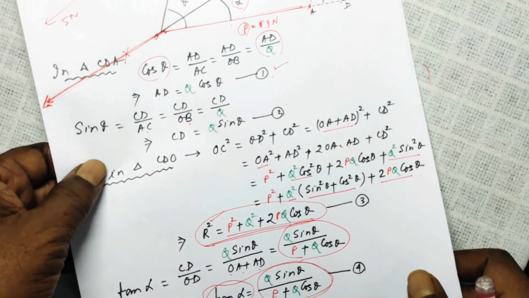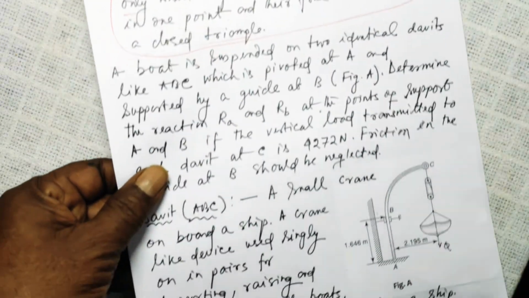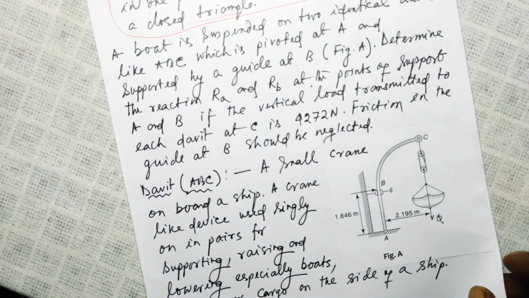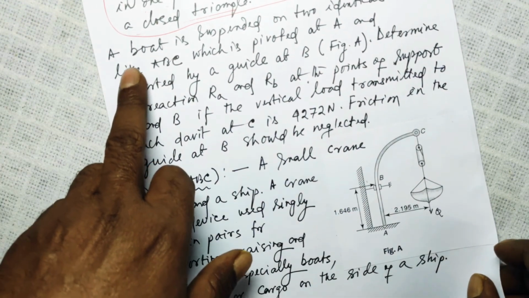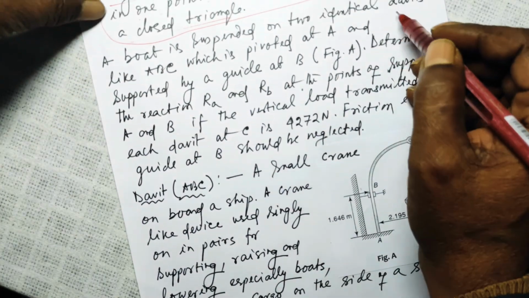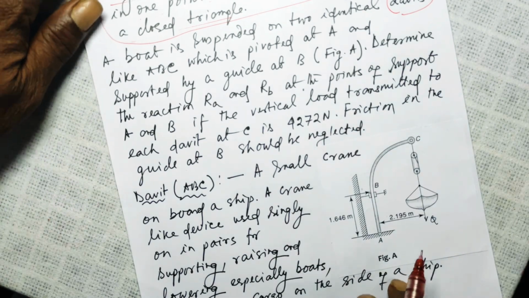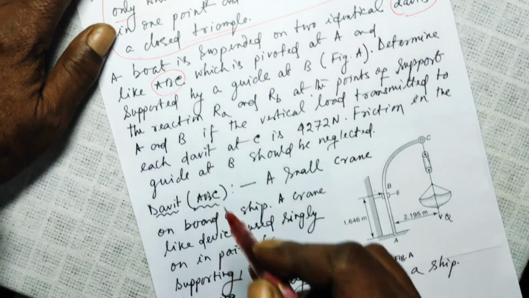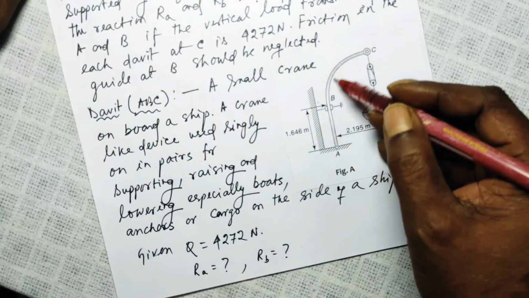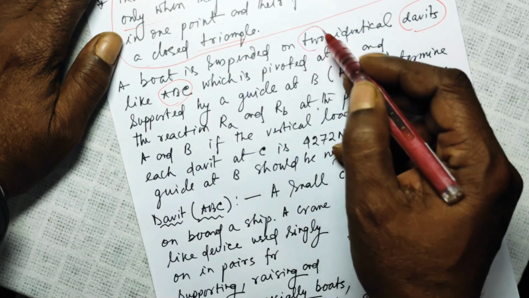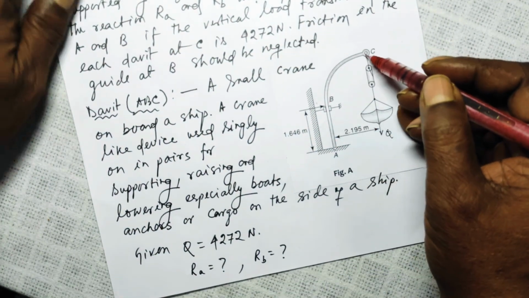Now let me go back to solve the problem. We have not consumed much time, only 12 minutes so far. Now look at the statement of the problem. A boat is suspended on two identical davits. I'll explain to you what it is. Like ABC. And look at this, ABC. Now, it is written 2, but there is only one shown here.